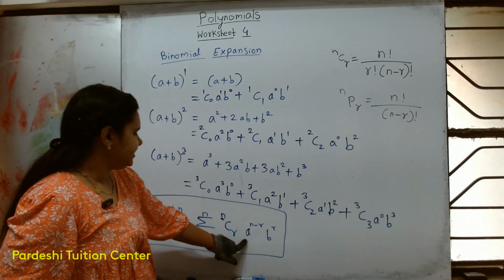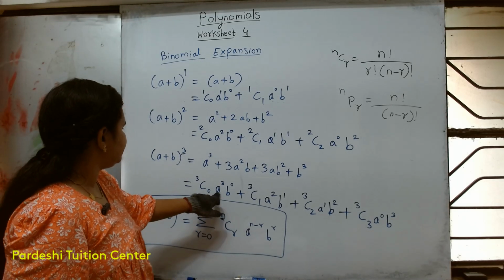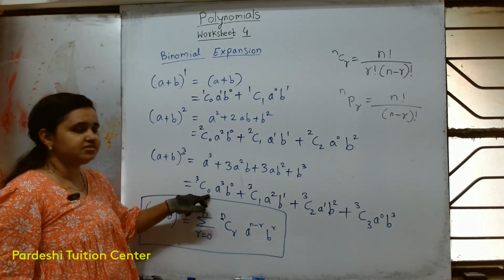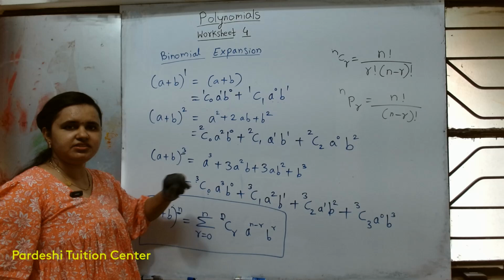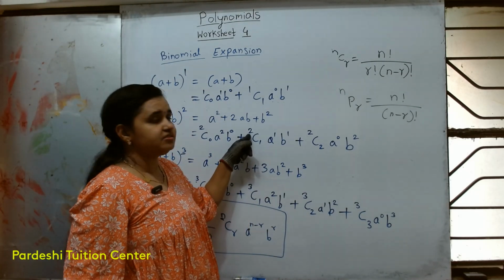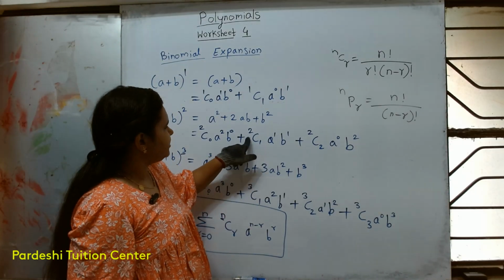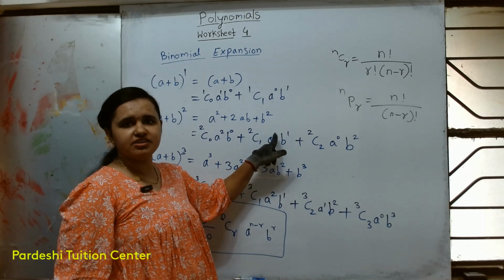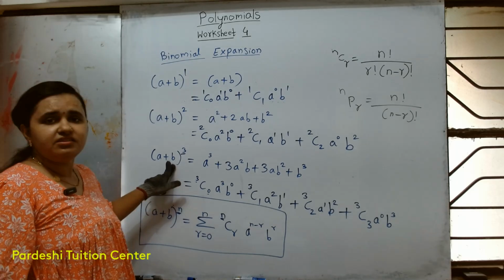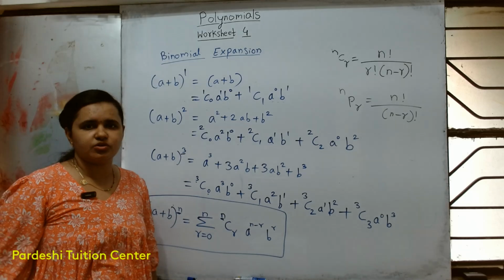Okay. Now a to the power n minus r. So a to the power n minus r means, here n is 3, r is 0. So 3 minus 0 is 3. So I wrote a to the power 3. Okay. So again here if I check it, here n is 2 and r is 1. So a to the power n minus r means a to the power 2 minus 1. Here the power is 1. You can check the whole formulas. You can just write a plus b to the power 4 and a plus b to the power 5. This is your homework. Okay.